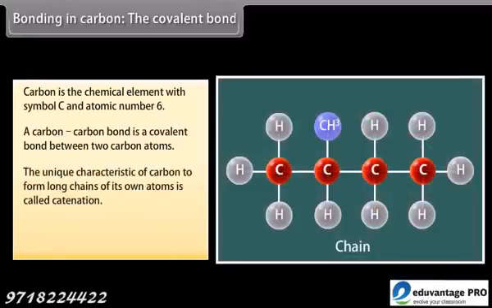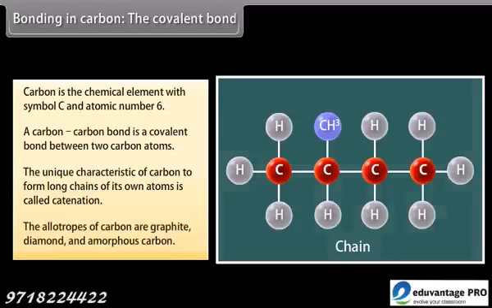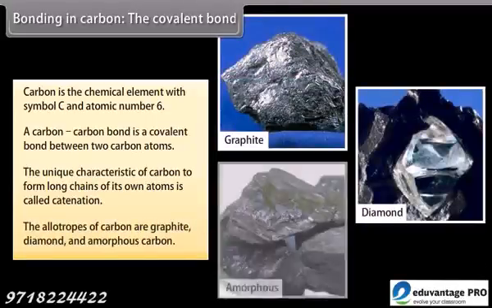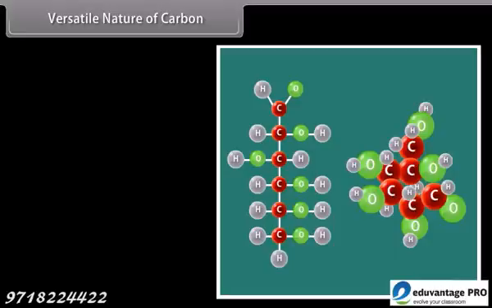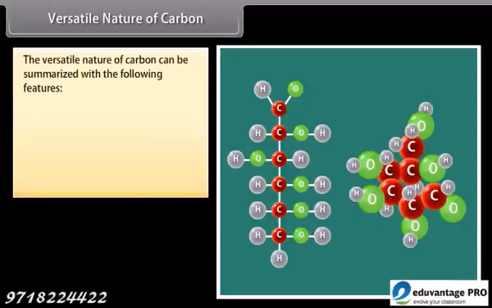Carbon also has the unique characteristic to form long chains of its own atoms. This property is called catenation. The allotropes of carbon are graphite, diamond, and amorphous carbon. Versatile nature of carbon. Organic compounds are made up of carbon, hydrogen, oxygen, and a few other elements. The unique nature of the carbon atom and the arrangement of the bond carbon forms with other atoms enable formation of organic compounds.